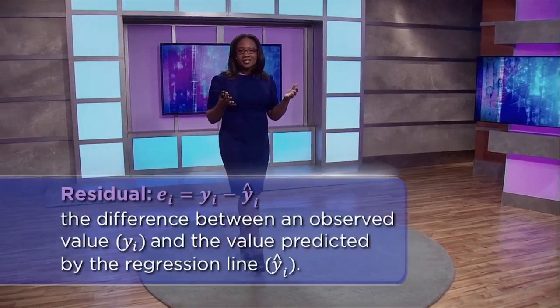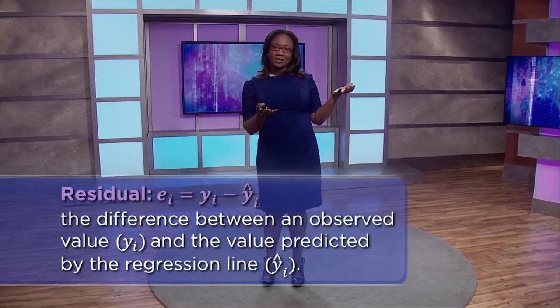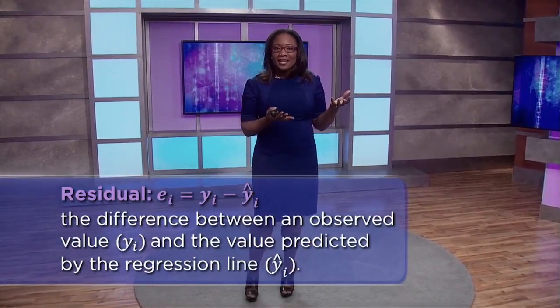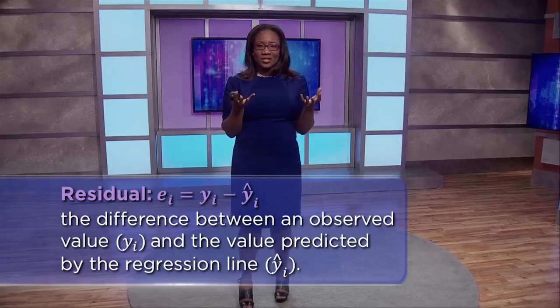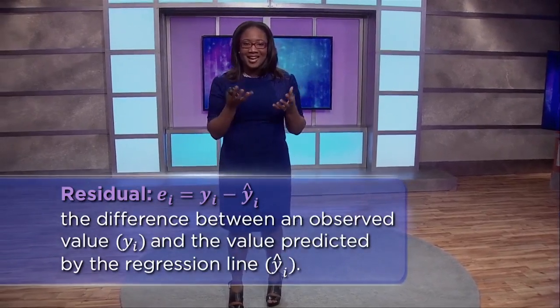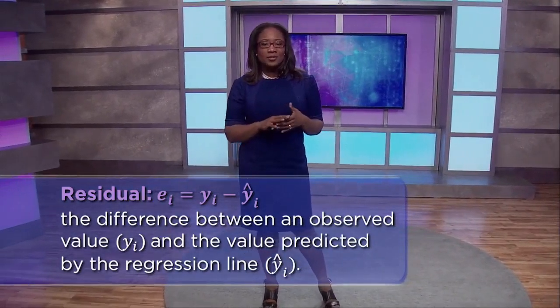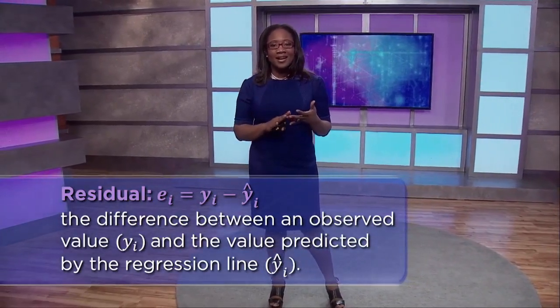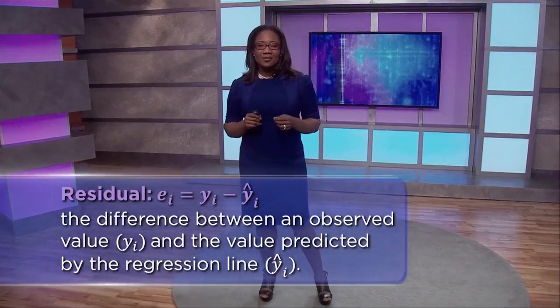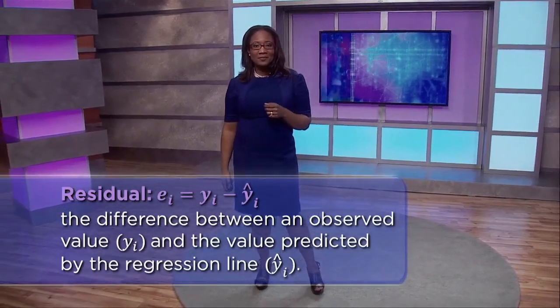We're also going to need a way to understand how well our regression line fits the data, right? And so our residuals are going to be what we use to help us do just that. Let's define a residual. This is going to be the difference between our observed value, say y sub i, and the predicted value by the regression line, y sub i hat. Here we use e sub i to represent the residuals. So e sub i is equal to y sub i, the observation, minus y sub i hat, the predicted value.